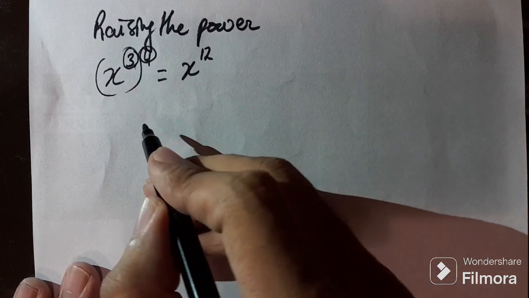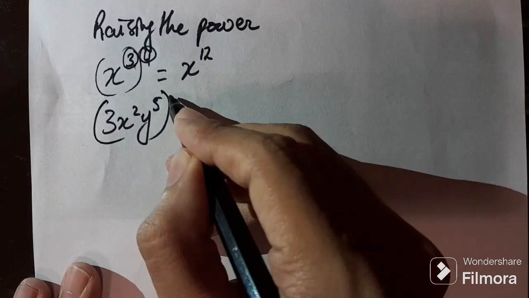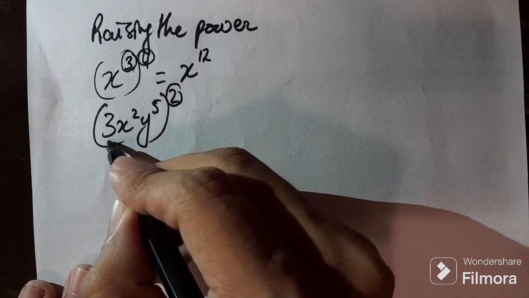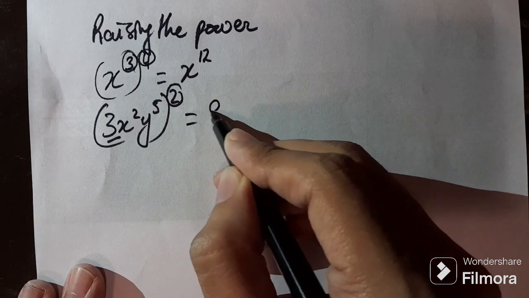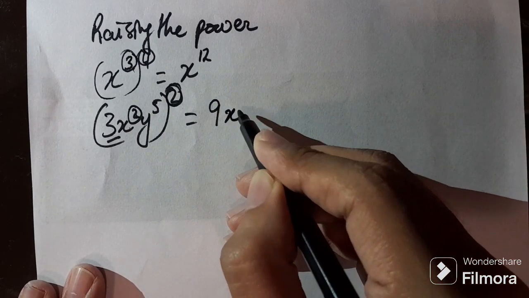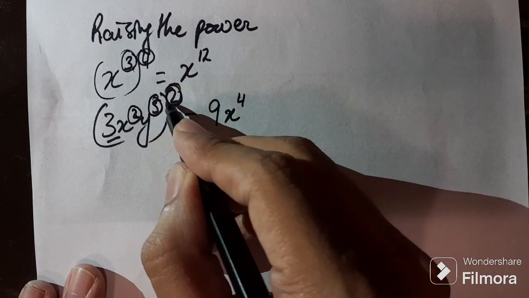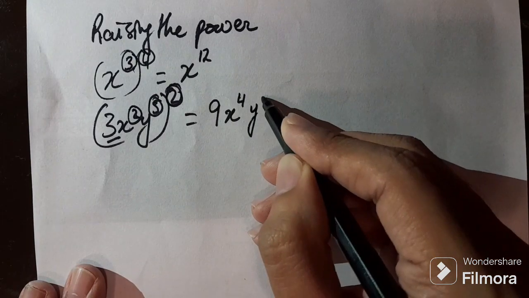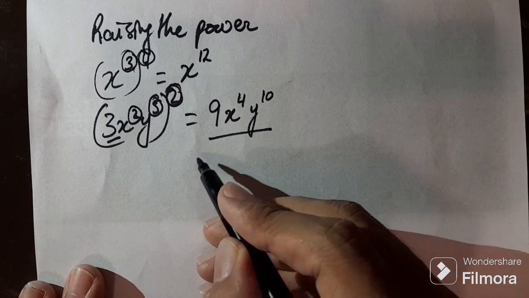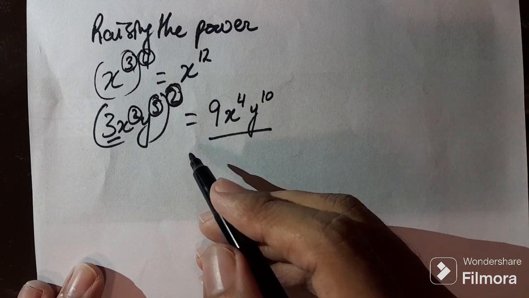And second one, if we have 3x squared y to the power of 5, whole squared. What we will do here is first 2 will square the 3, so 3 squared is 9. Then x squared, so 2 multiplied by 2 will be 4, so it will be x to the power of 4. Then y to the power of 5, multiplied by 2, so y to the power of 10. So the answer will be 9x to the power of 4, y to the power of 10. So this is the answer.